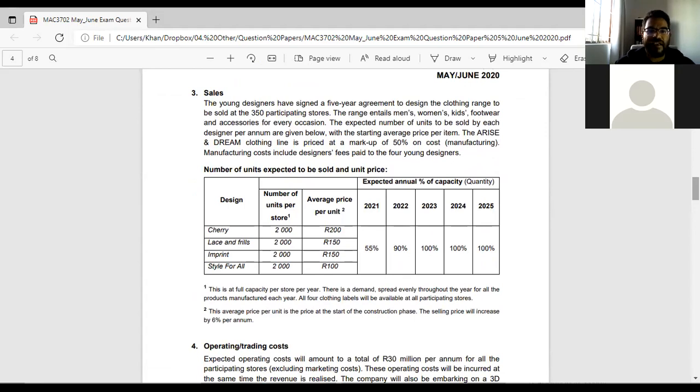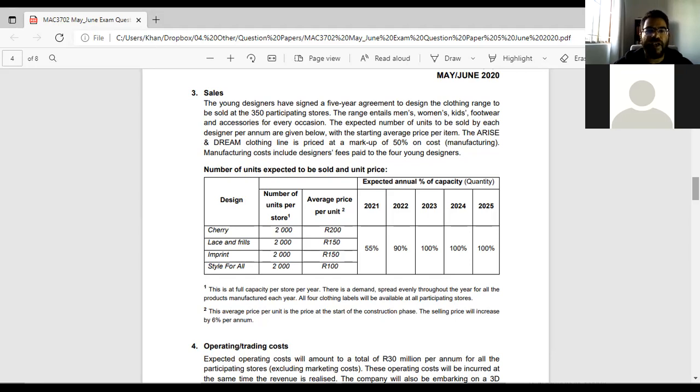The young designers have signed a 5-year agreement to design the clothing range to be sold at 350 participating stores. The range entails men's, women's, kids, footwear, and accessories for every occasion. The expected number of units to be sold by each designer per annum are given below, with the starting average price per item.